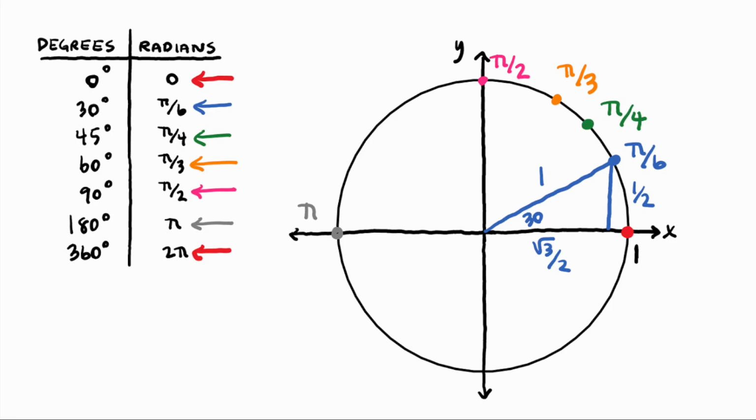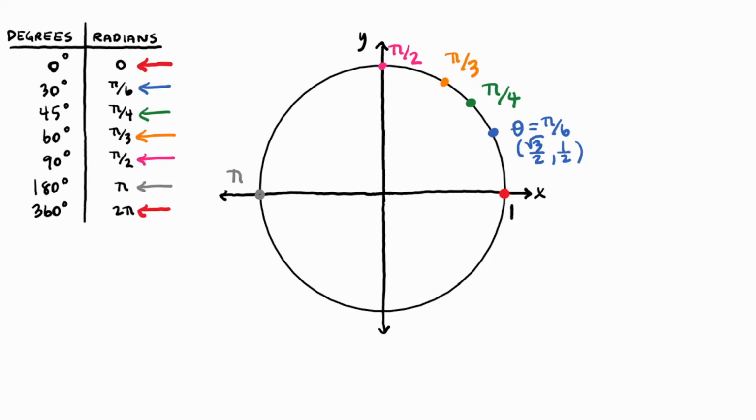And so now we know that sine of 30 degrees, opposite over hypotenuse, is 1/2 over 1. And cosine is root 3 over 2 divided by 1. Cosine of 30 degrees is root 3 over 2. And that's great. But now the coordinates of this point on the unit circle that corresponds to the angle pi over 6 are going to be root 3 over 2 and 1/2.